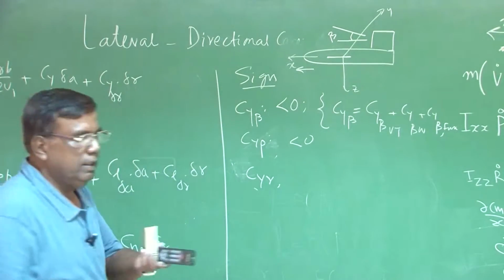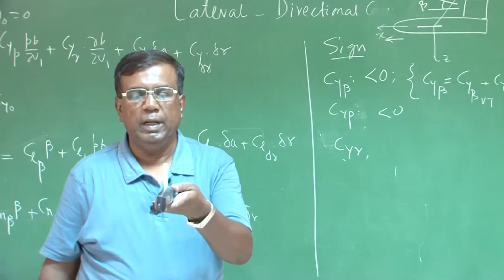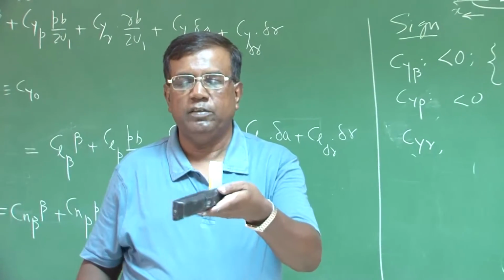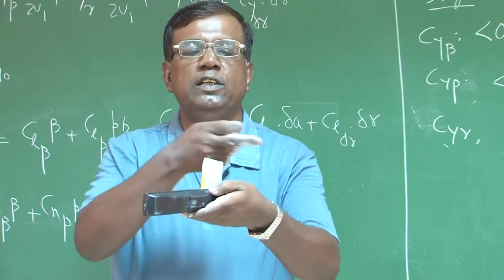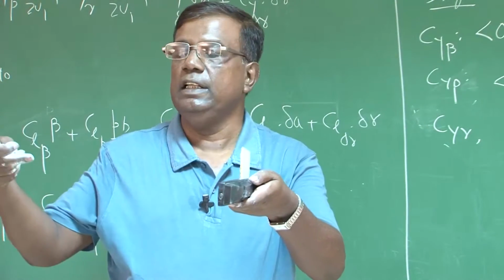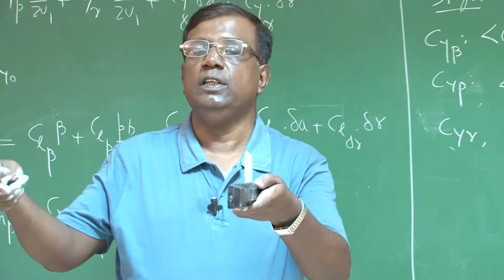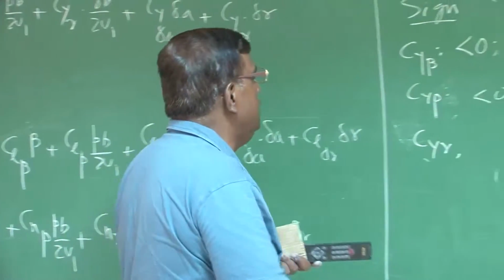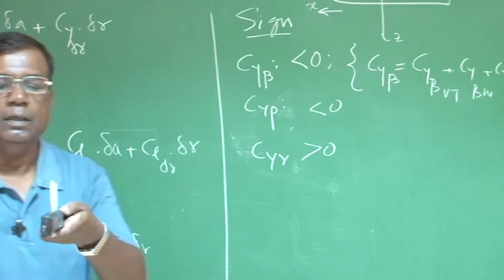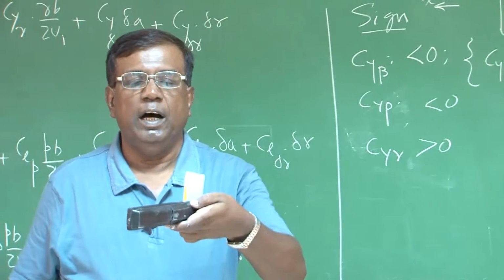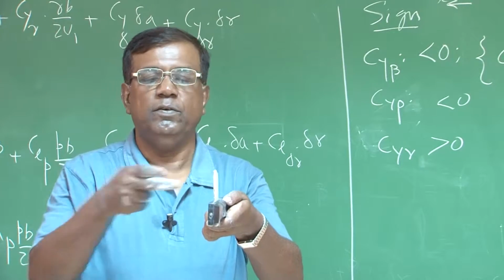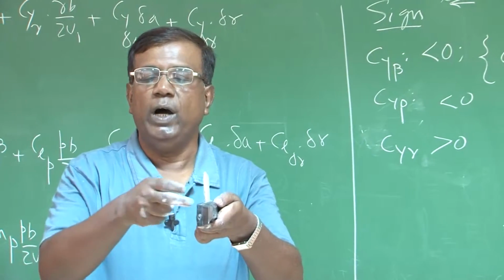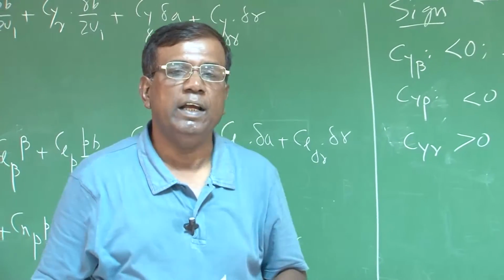Again Cyr, you see, this is the airplane, this is the vertical tail, positive R is this. So this tail is pushing the air this way, it is experiencing force in this direction, and y is also in this direction. So Cyr is greater than 0. I repeat, as it takes positive R, this vertical tail is pushes the air this way, and it experiences force in this direction, and we know y is in this direction, so Cyr is positive.